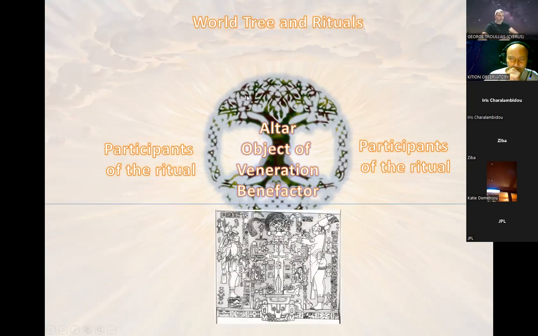Let's return again to what we had already in Maya culture. We have the world tree, and we see this world tree in connection with a ritual, when a leader of a country gave the ruler's scepter to his son, a 6 year old son. And the names are written everywhere, so we know precisely the meaning of this ritual. So he gave the right to govern the country to his son here. So we have participants of the ritual around the world tree here, which is in the center.